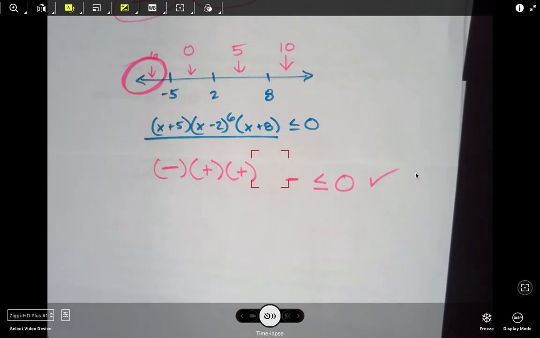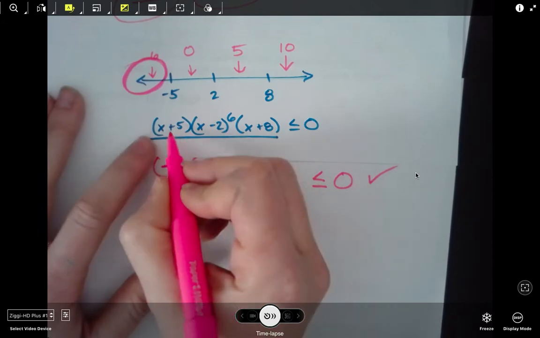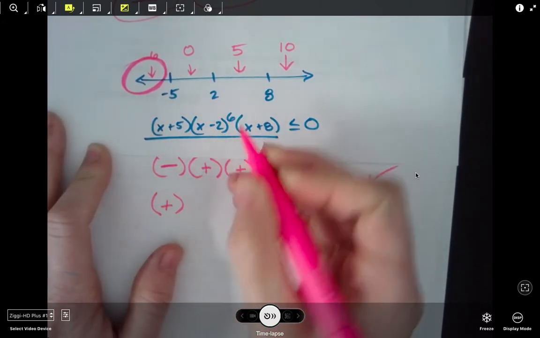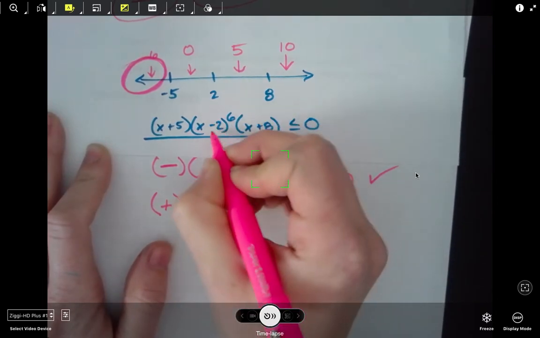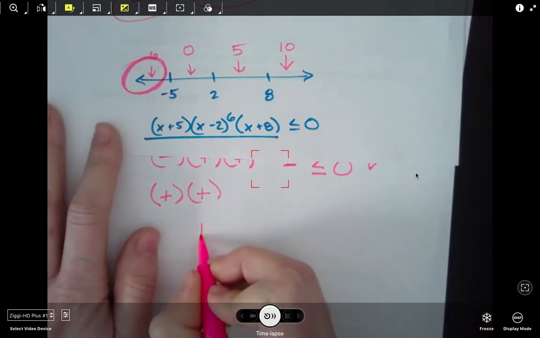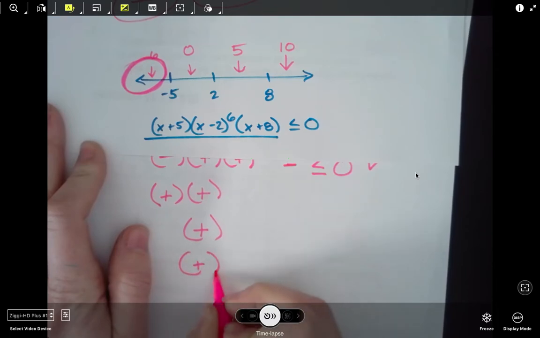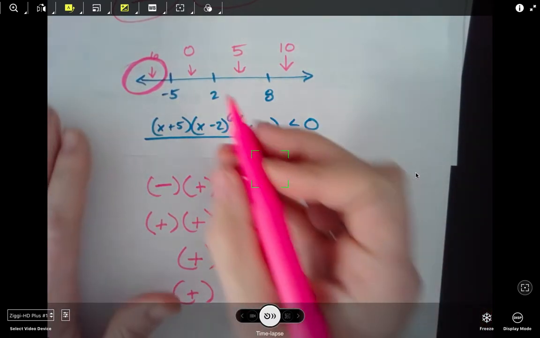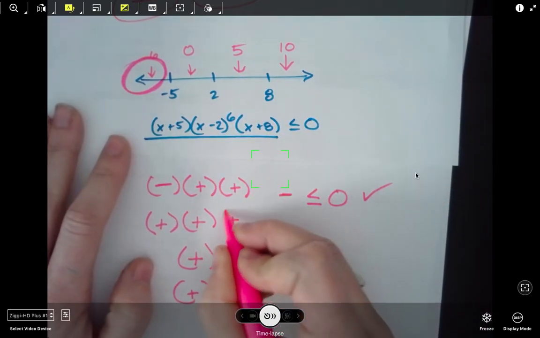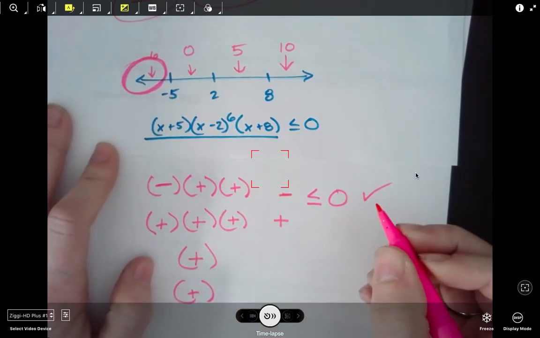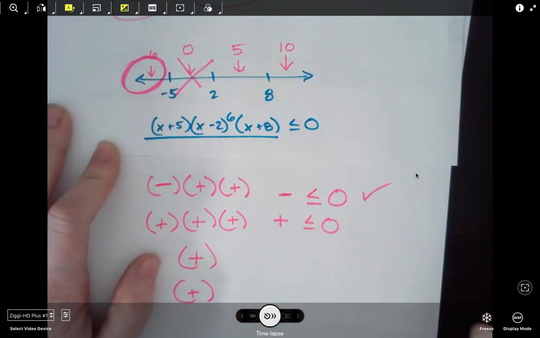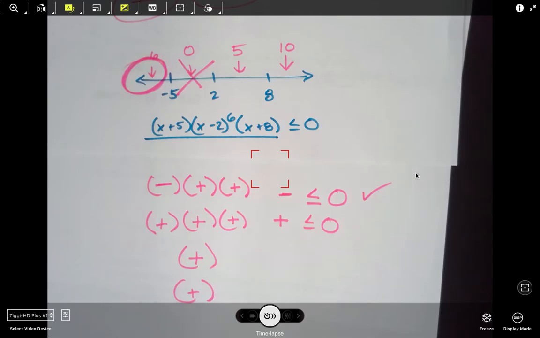Okay, the next one, we're going to take 0 and plug it in. 0 plus 5 is going to give me a positive number. 0 minus 2 is negative, but when you take it to the 6th power, it's positive. In fact, anything taken to the 6th power is going to be positive. So this next one's going to be positive. This one's going to be positive also. Okay, for my next two scenarios, that's always going to be positive. 0 plus 8 is another positive. So positive, positive, positive makes positive when you multiply them. And is that less than or equal to 0? No. Make sense? Yeah? Okay.